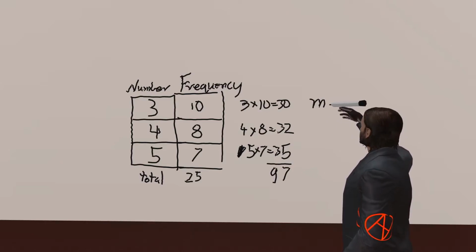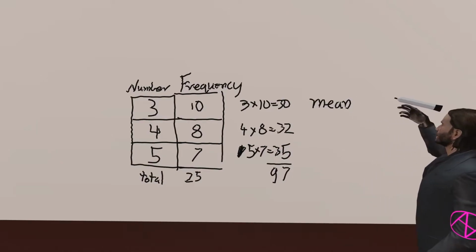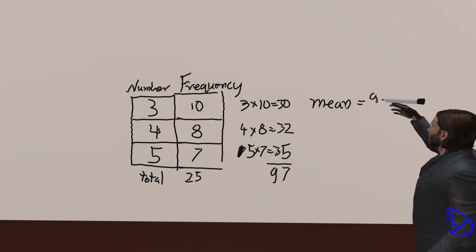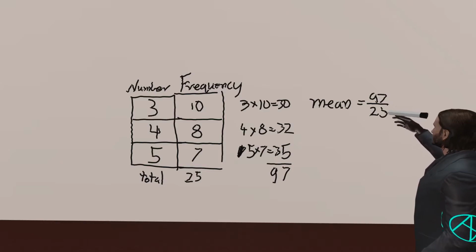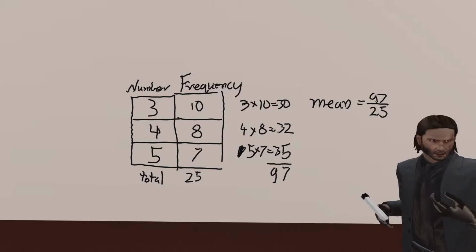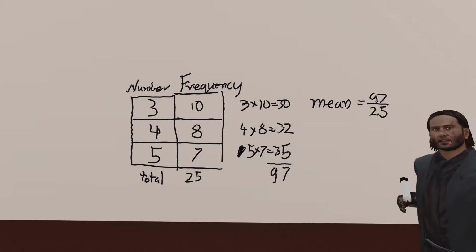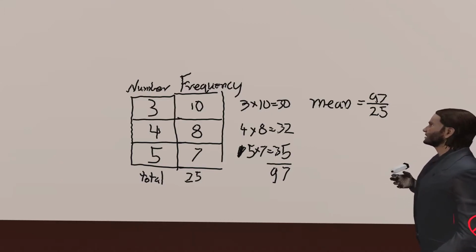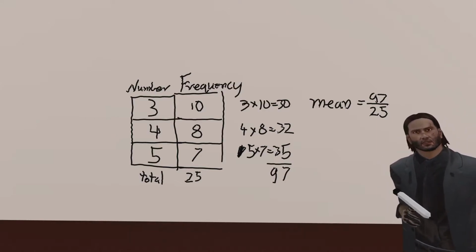So the mean is equal to 97 divided by 25. Now, unfortunately, I can't pull out my phone. It doesn't work like that in VR, so you can work this out. And if you want to get a number, you can put that into a calculator, and you should get a number that's almost 4. So it'll be about, I don't know, 3.8, 3.9.